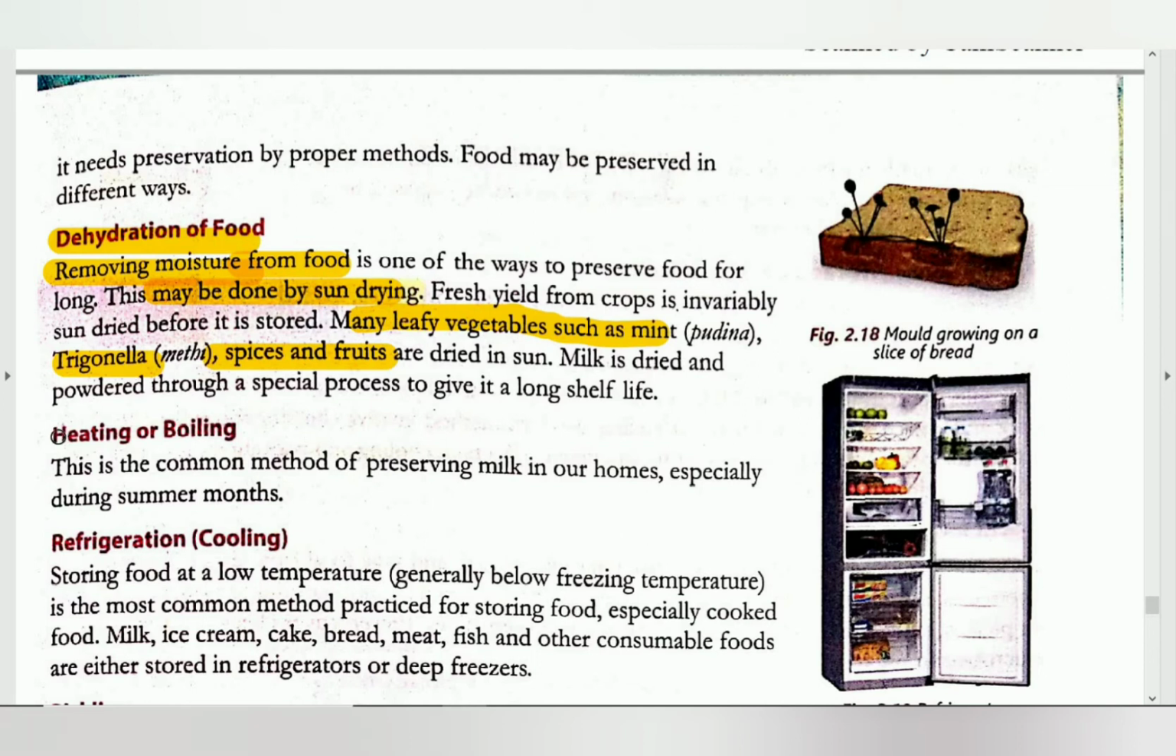Alright, next method is heating and boiling. This method is particularly used to preserve milk. You have seen food get spoiled. To prevent it from spoiling or microbial growth, we need to preserve it by boiling it. Alright, next method is refrigeration. Refrigeration, or we can say cooling.